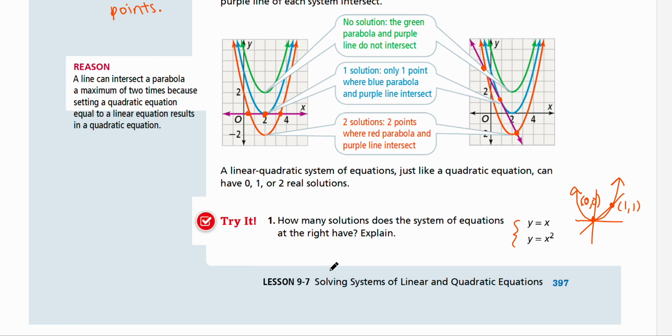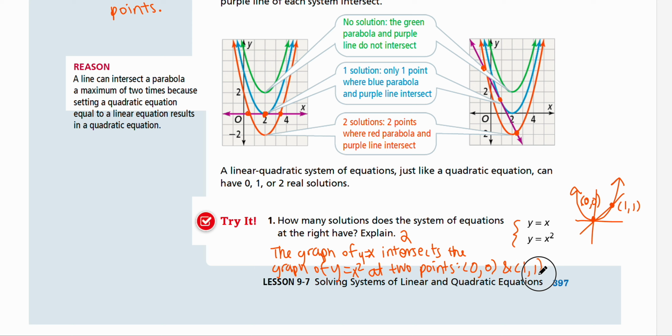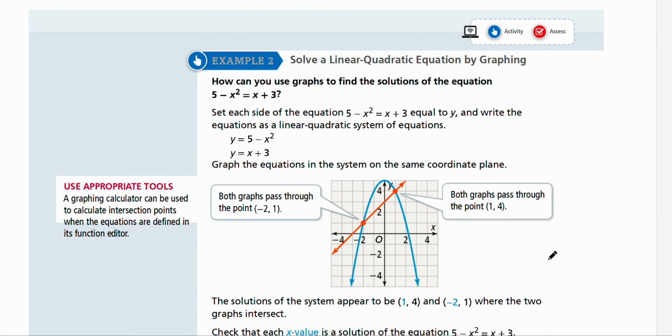So here, how many solutions do they have? They will have 2 solutions, because the graph of y equals x intersects the graph of y equals x squared at 2 points, which should be (0, 0) and (1, 1). Okay, good. Let's look at the next example.